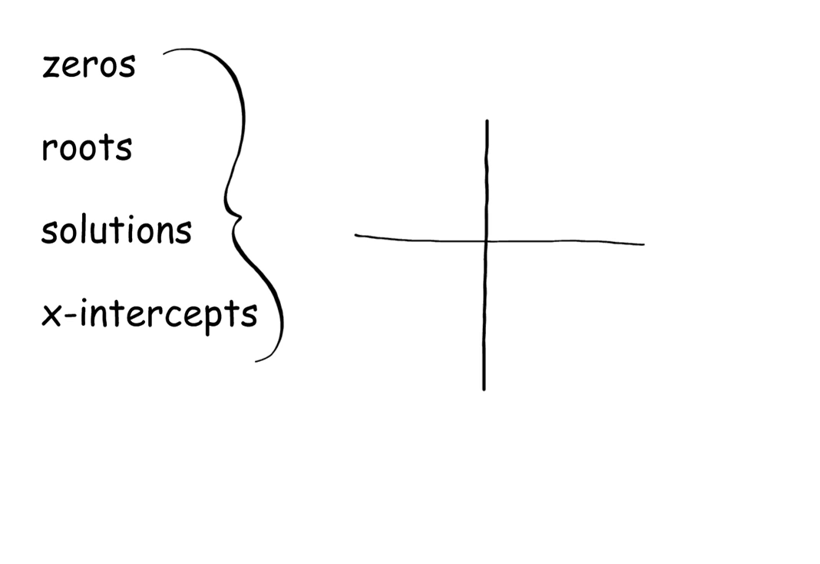And today we're going to talk about the relationship between roots and zeros and solutions and x-intercepts. Y'all have already been told that these words all mean the same thing. If we looked at a graph, let me put one up here, my zeros are here. That's where my function equals 0.